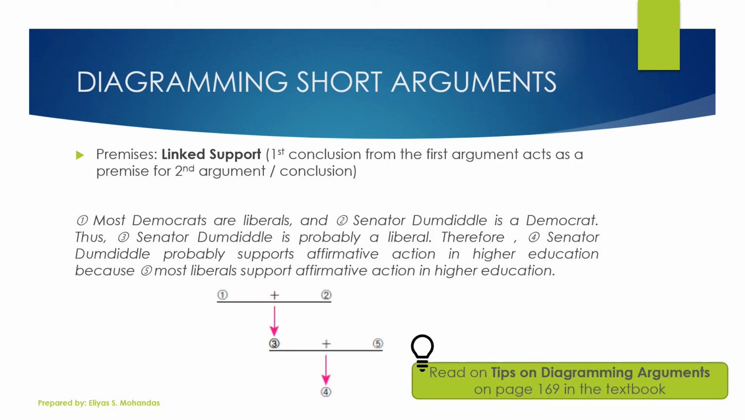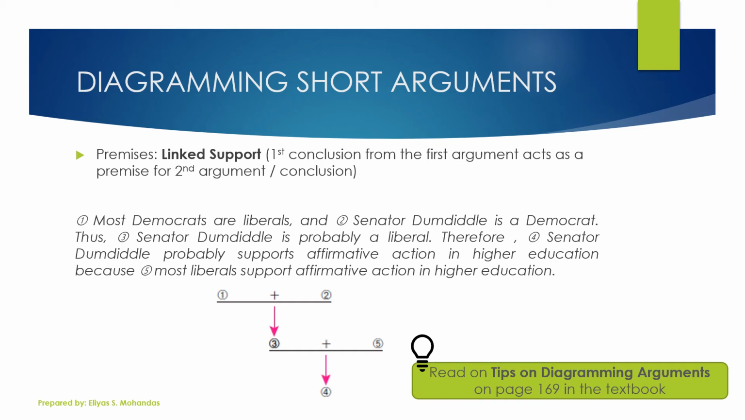Now, this is also another good example for me to show all of you how you can have 2 arguments in one big argument. All right, where you have 2 arguments in one big argument, and the first conclusion of the first argument will function as one of the premises in order to support the second conclusion of the second argument. Now let us look at the given example. Most Democrats are liberals, and Senator Dumdiddle is a Democrat. Thus, Senator Dumdiddle is probably a liberal.